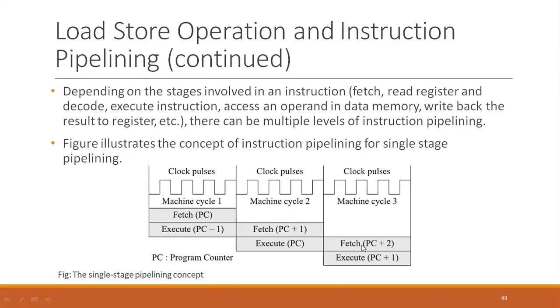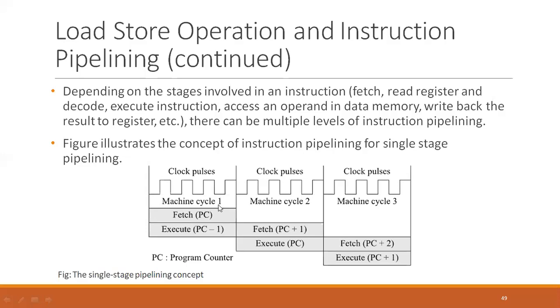In clock cycle number three, you are fetching PC plus two, the next instruction, and executing the current plus one instruction, that is the program counter plus one. So that is how instruction pipelining actually works.